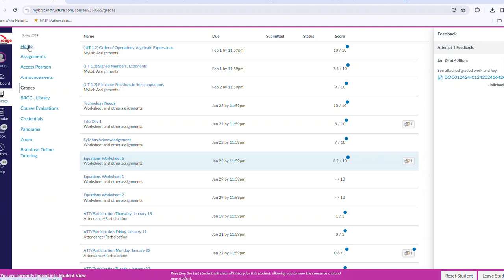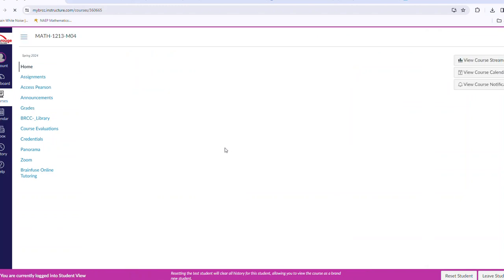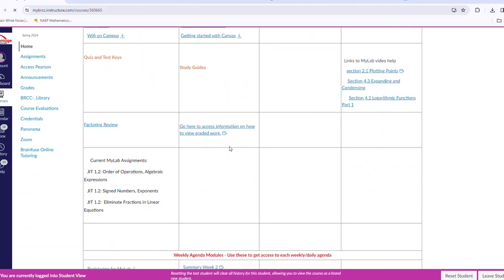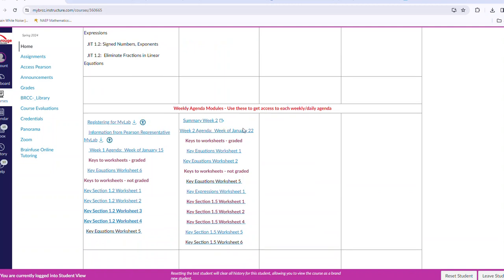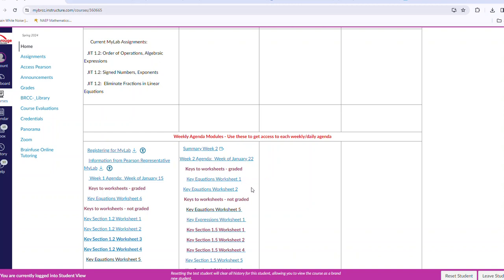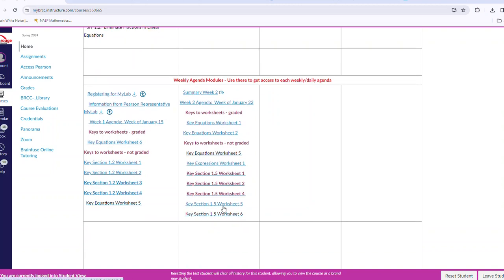Okay. All right. Now, if I go back to the home page, remember for Agenda 2 right here, these are the non-graded worksheets. So the key's already posted for those. Remember, non-graded worksheets are not to be turned in. I don't expect any work to be turned in. Those are just extra practice for you because you're going to need these non-graded worksheets on the test as well.